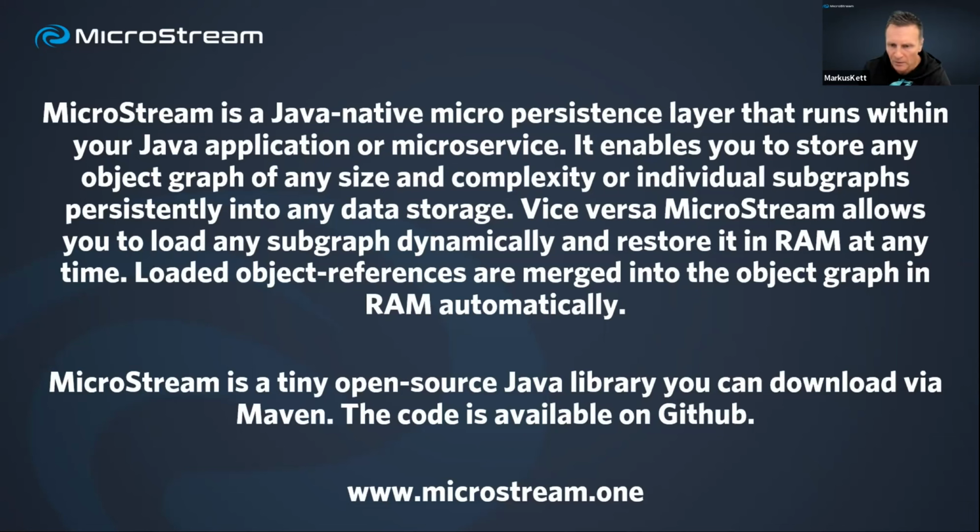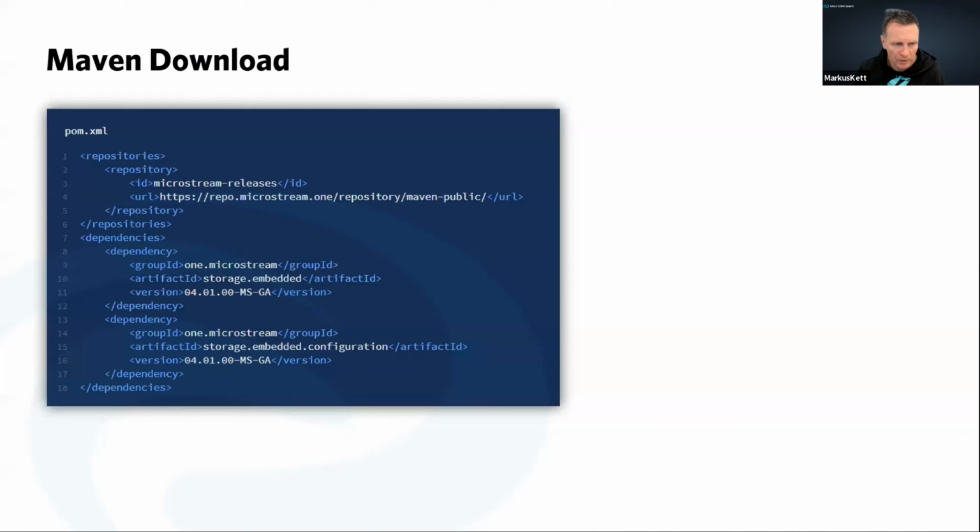The only thing that is not provided by Java is a function that stores the object graph. This is what MicroStream does, and it's the only missing piece of the puzzle. You can include it via Maven, and then you can use it from scratch.